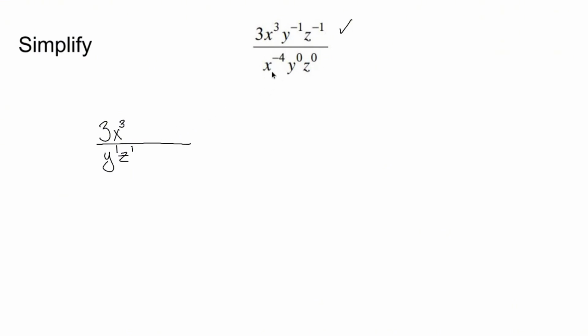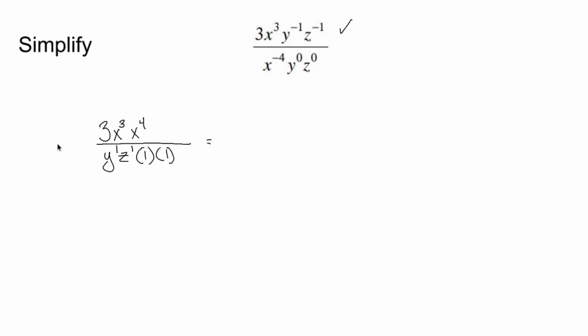Now let's go down here to the denominator. X to the negative 4 becomes x to the positive 4 in the numerator. Anything to the 0th power becomes 1, so times 1. Z again to the 0th power becomes 1, so times 1.